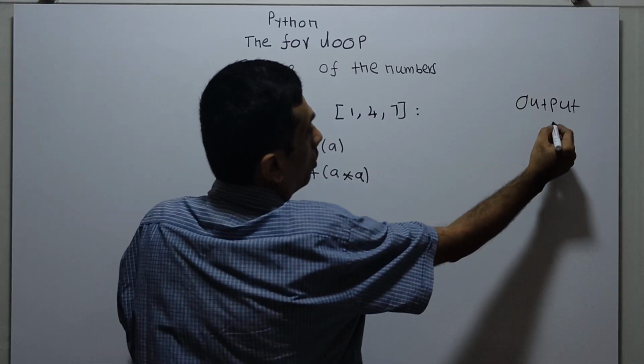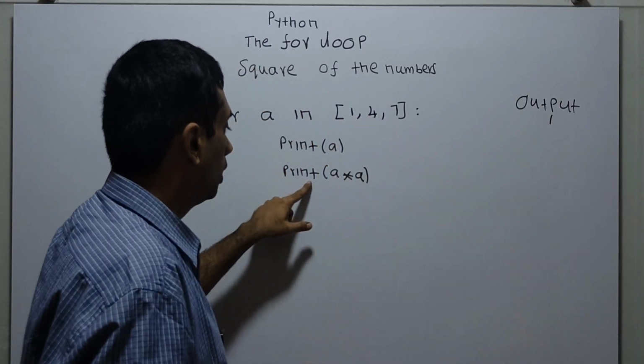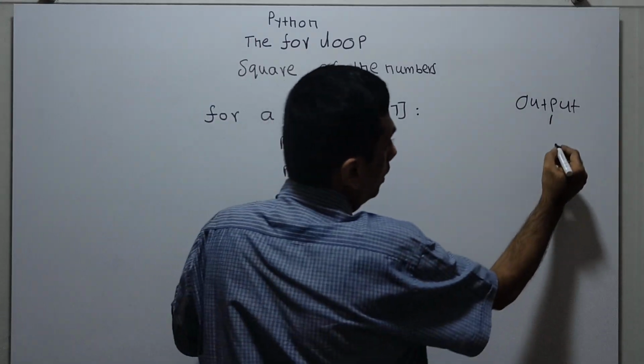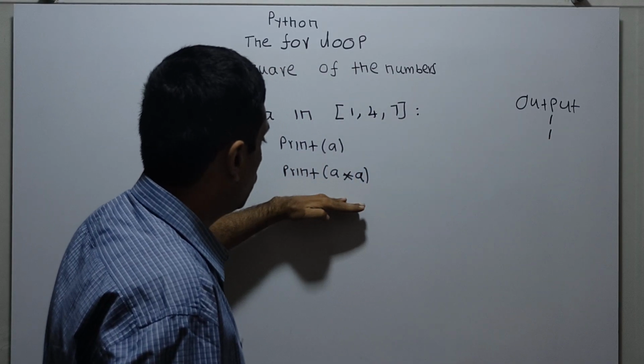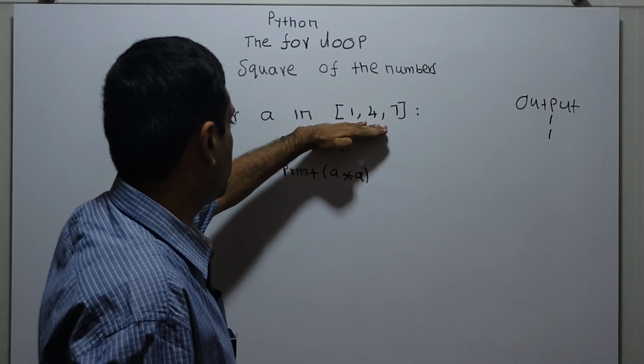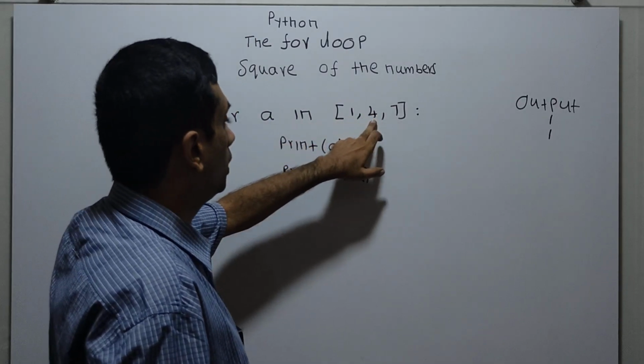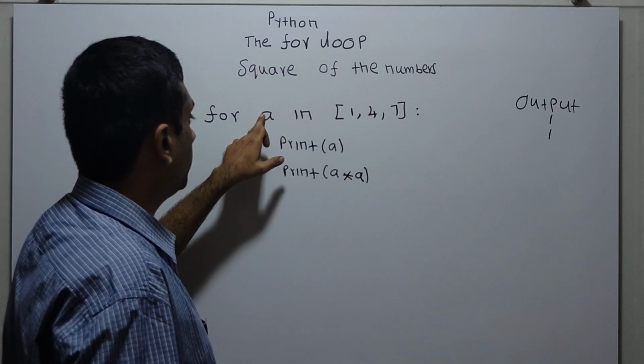It will print the value 1 because a takes 1 first. Print a star a, this is also 1. So the statement is over. The control will come to this place in the loop header and take the next value in the sequence, 4. So a will take the value 4.